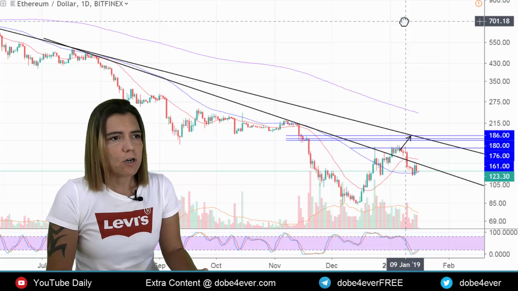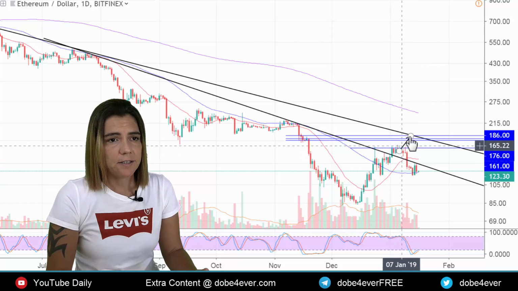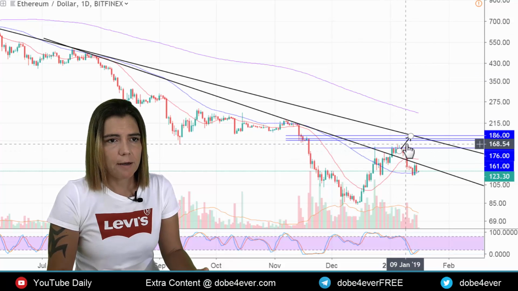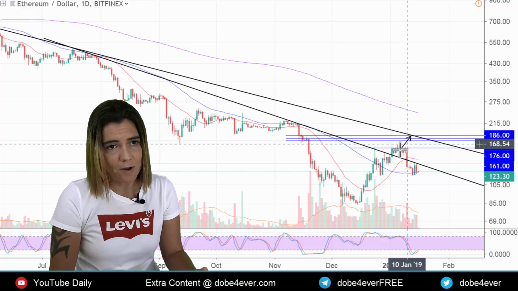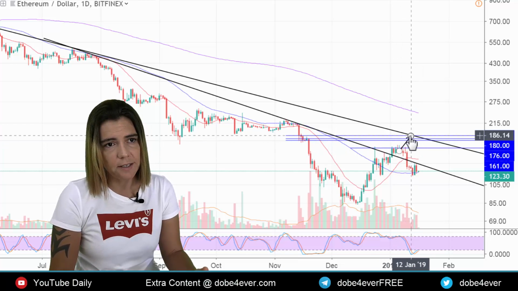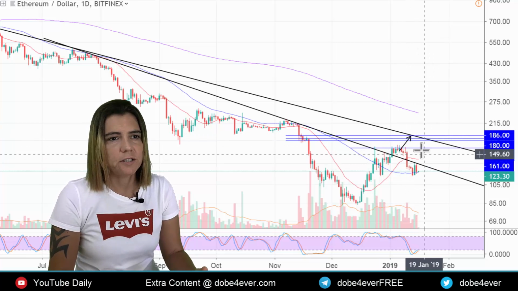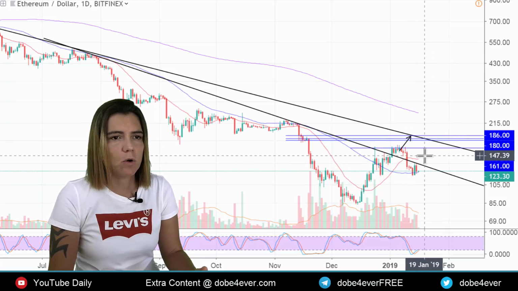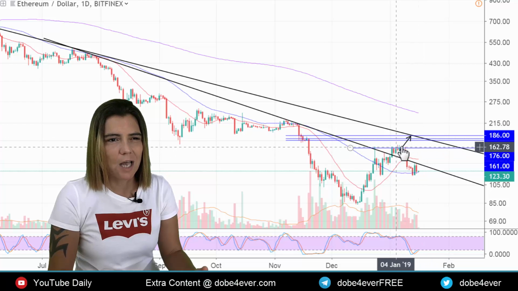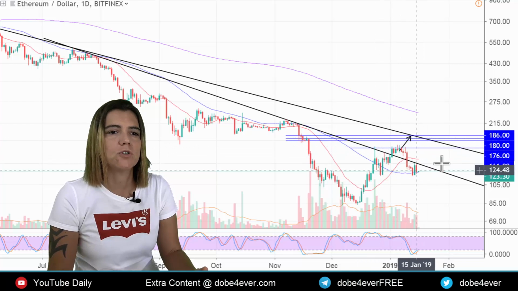Also, the diagonal resistance line. See, I still have this arrow here from one of my previous analyses. I was expecting the price to touch this line before rejecting, but it wasn't able to do it, and it rejected earlier because the 20-week moving average was very close to this high here. So we had a double top and rejected.